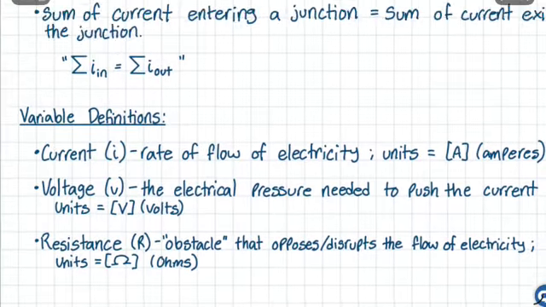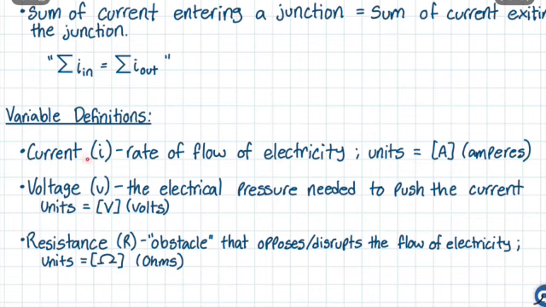Next, we have our variable definitions. We have current, voltage, and resistance, which are all different circuit elements. Current is represented by this lowercase i, and it is the rate of flow of electricity, which is measured in amperes, which is this capital A. Next, we have voltage, which is the lowercase v, and this is the electrical pressure needed to push the electrical current through the circuit. It's represented with a capital V for volts.